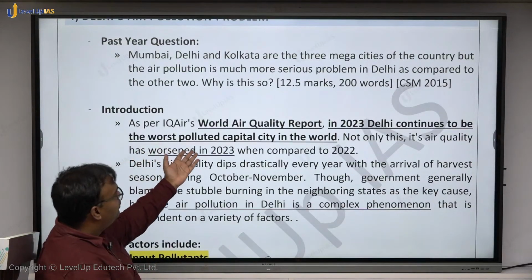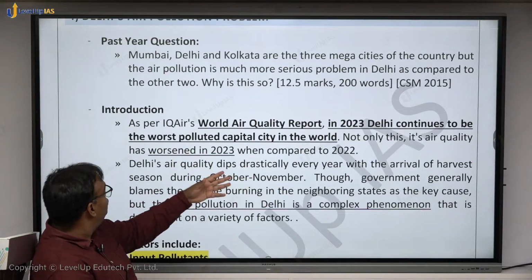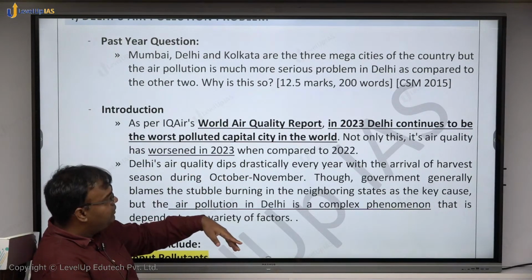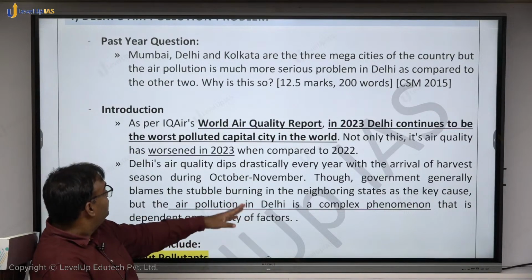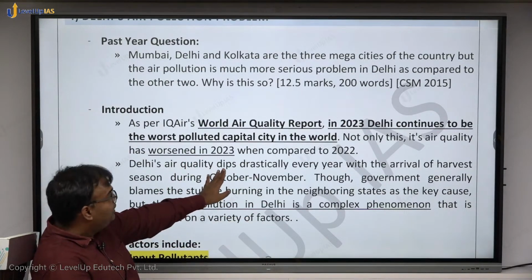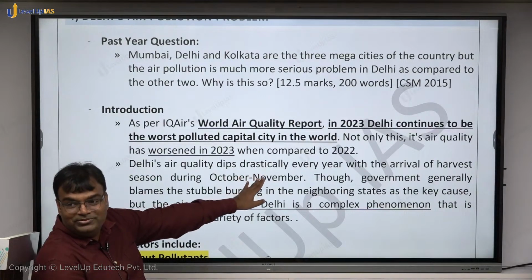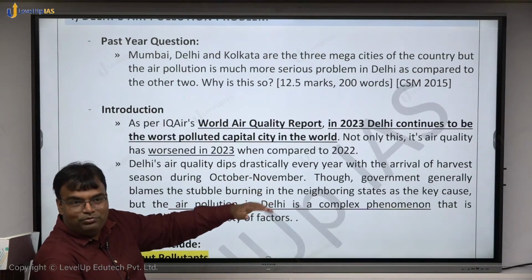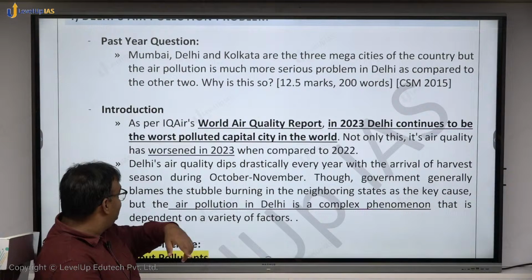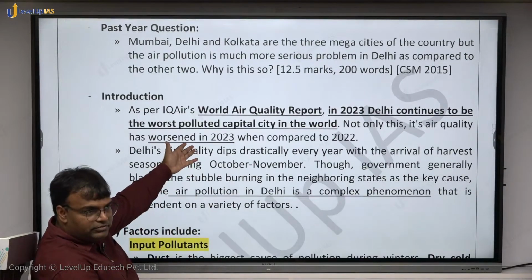As per IQAir's World Air Quality Report in 2023, Delhi continues to be the worst polluted capital city in the world. Not only this, its air quality has worsened in 2023 when compared to 2000. In AP we want to improve, but its air quality is worsening. That's one way in which we can introduce.